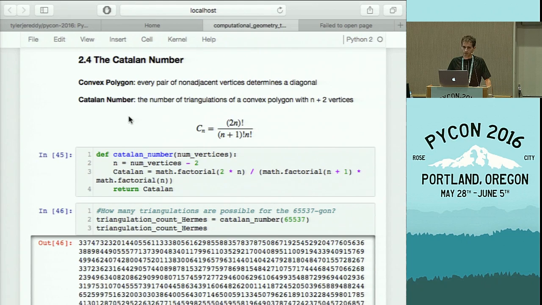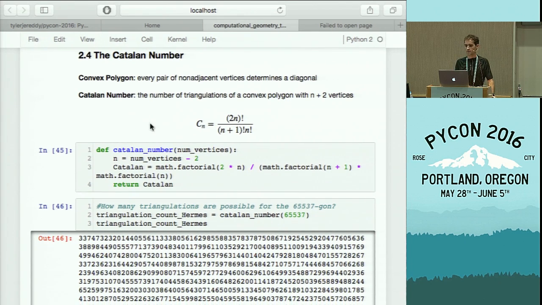But for concave polygons, it's more complicated. So in that case, you only get the upper limit. You can never have more triangulations of a concave polygon with the same number of vertices than you can with a convex polygon. And one of the sort of confusing things about this Catalan equation is that it's for a polygon with n plus 2 vertices. So for a square, for example, even though it has 4 vertices, you would use n of 2 because it's for n plus 2. I find that rather confusing.